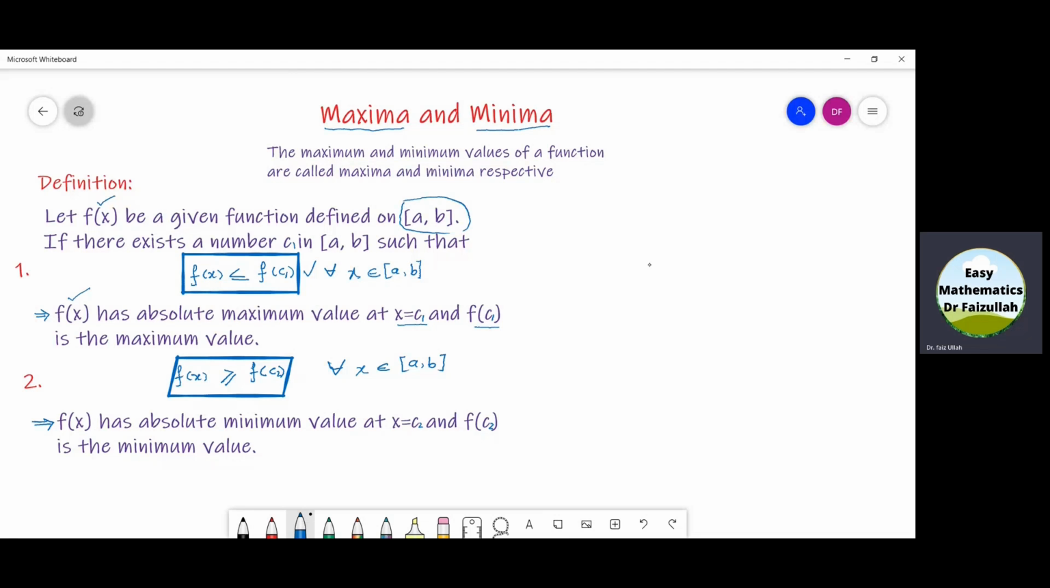Similarly, if there exists another point c2 in the interval a comma b such that f of x is greater than or equal to f of c2 for all x belongs to that interval, then we say that f of x has absolute minimum value at the point x is equal to c2, and f of c2 is the minimum value.